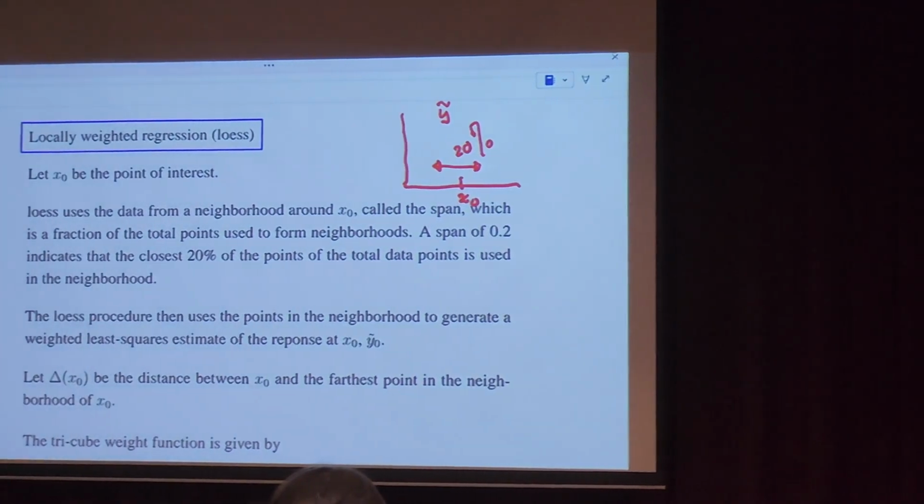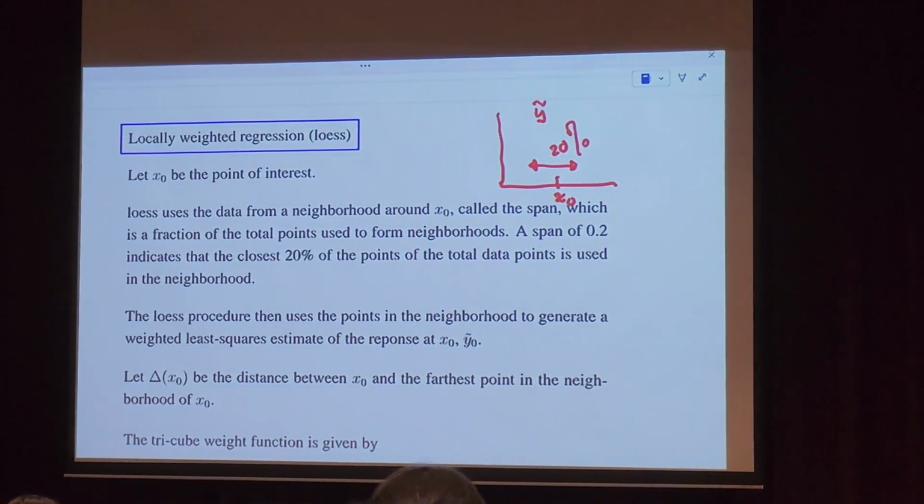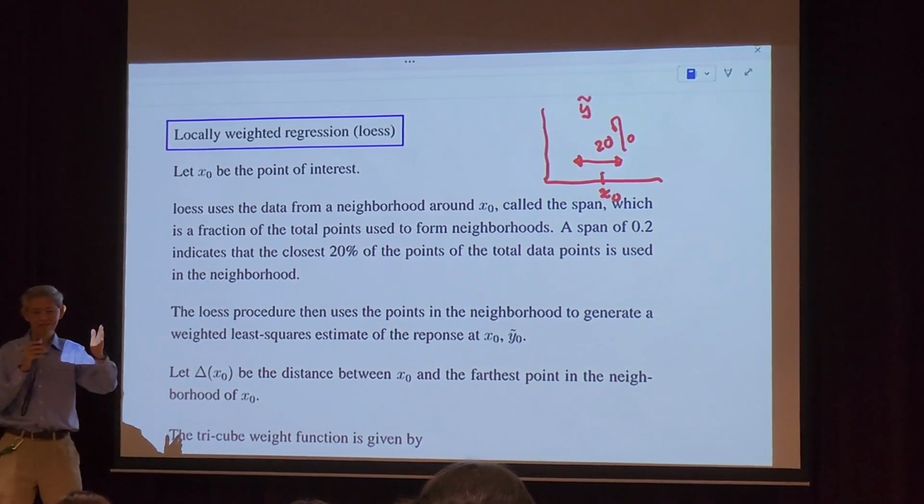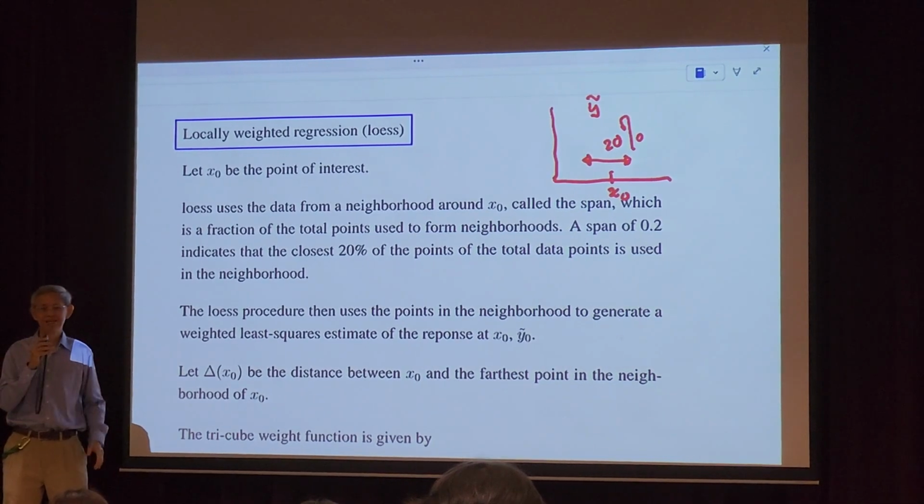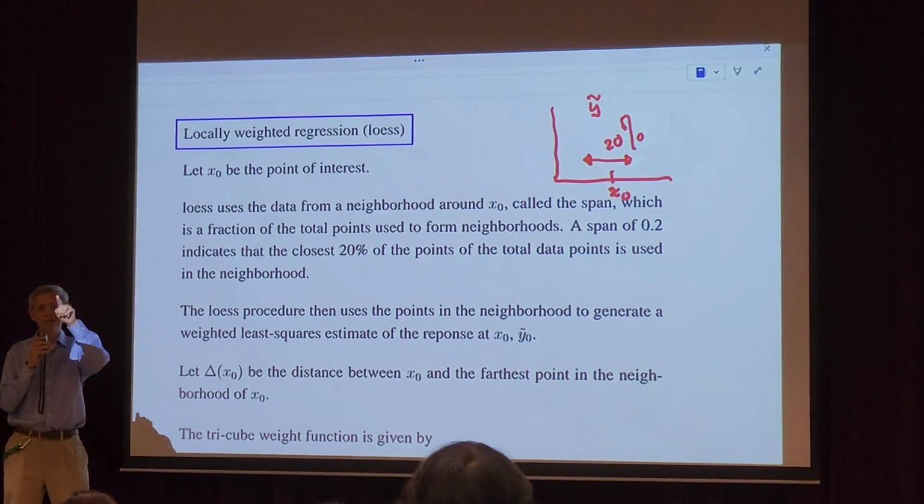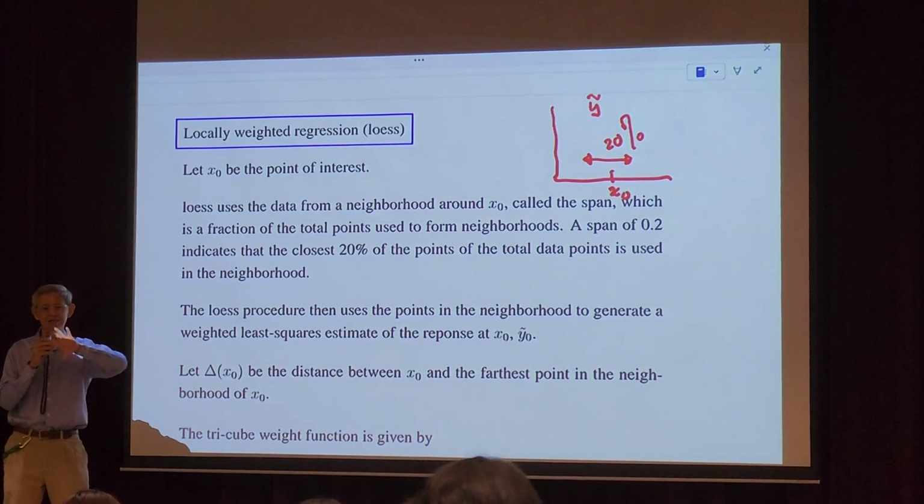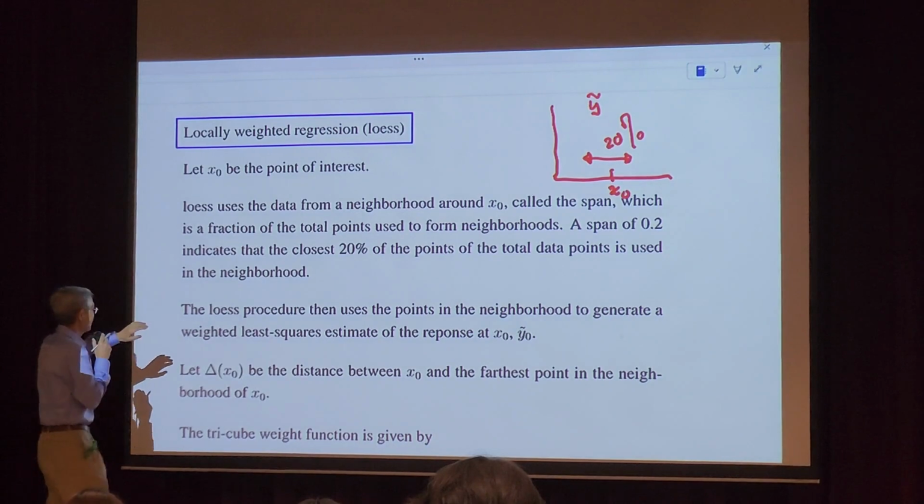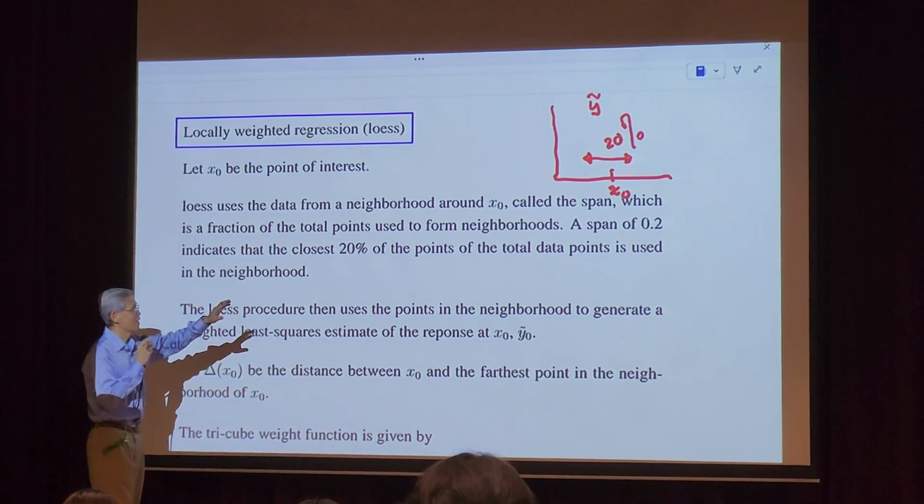And for the previous method, it's quite simple. Any point not within this span, zero weight. Any point within this span, the weight is 1 over the total number of points within the span, right? So very easy.